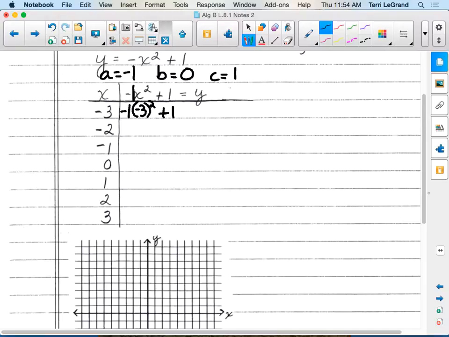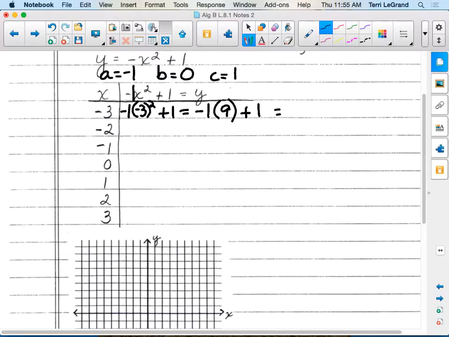Order of operations. What do we do first? Parentheses. We do parentheses, but the parentheses this time are just showing multiplication. So do we do the exponent, the squaring first, or do we take negative 1 times negative 3? Should we take the negative 3 and square it first? Yeah, exponents before multiplication. So the next thing we're going to say is we have a negative 1 times what? What's negative 3 squared? 9. And then we still have our plus 1 that's dragging along.